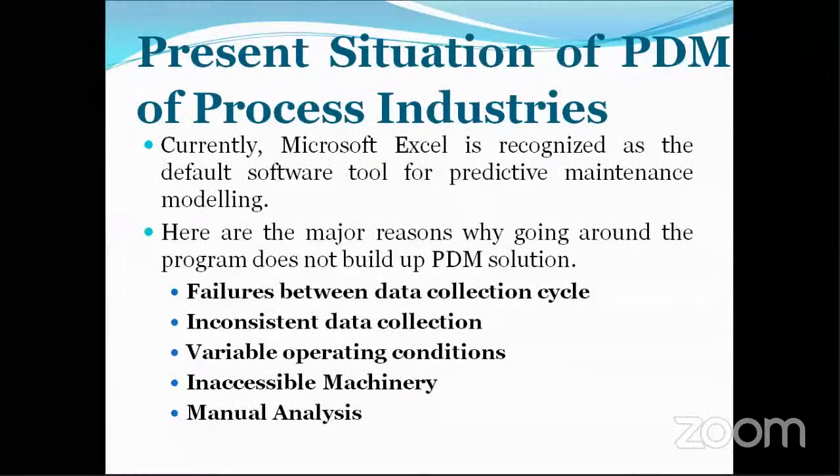Load, because in the thermal power industry, the electricity load goes down. Inconsistency of machinery means the data have some safety issue. That's why the machine is not easily accessible. Manual analysis means they collect the data, but they analyze the data manually. But in the form of big data based on IoT, manual analysis is not helpful for us.